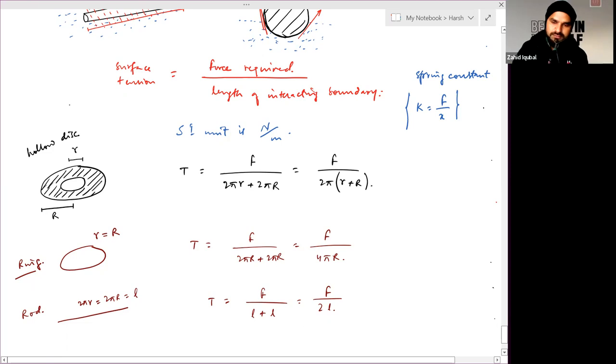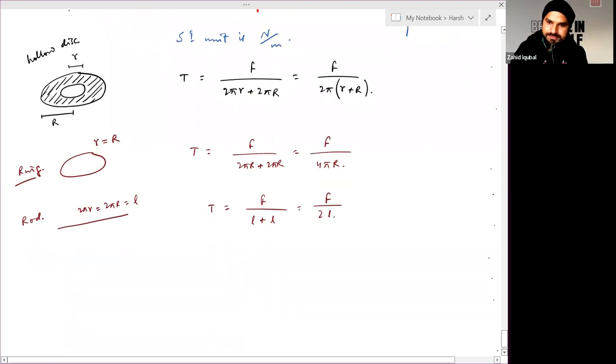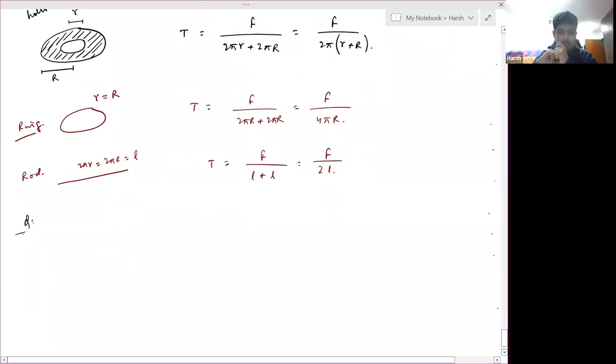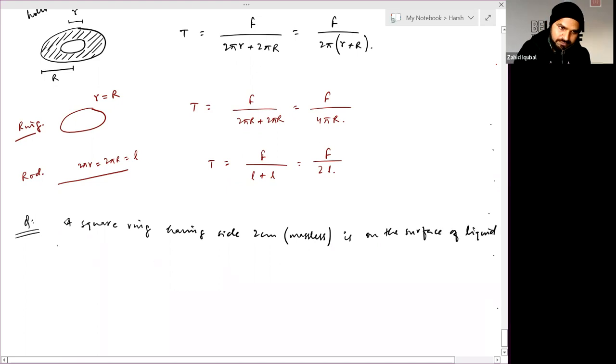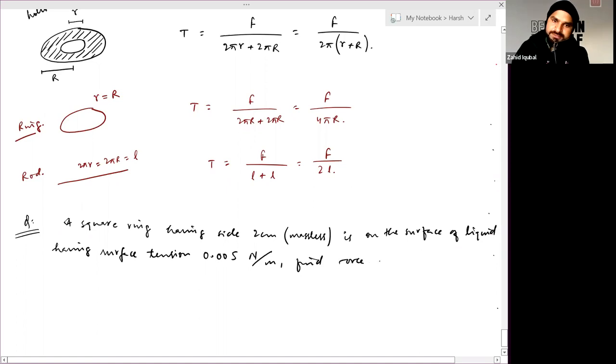Answer. Now let me give you a question related to this part. A square ring having side 2 centimeter, massless, is on the surface of a liquid having surface tension 0.005 Newton per meter. Find the force required to uplift it.